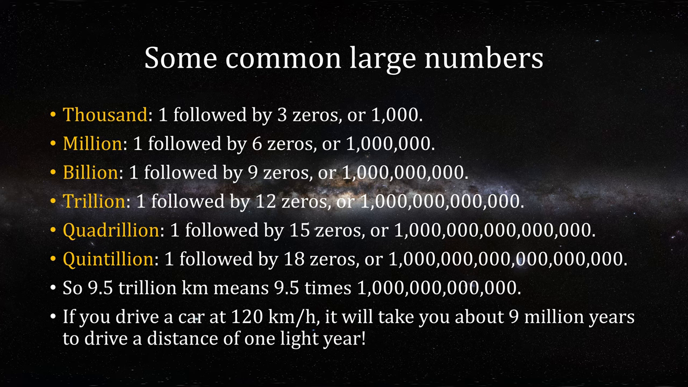So 9.5 trillion kilometers means 9.5 times 1 followed by 12 zeros. This is a very long distance. If you drive a car at 120 kilometers per hour, it will take you about 9 million years to drive a distance of just one light year.